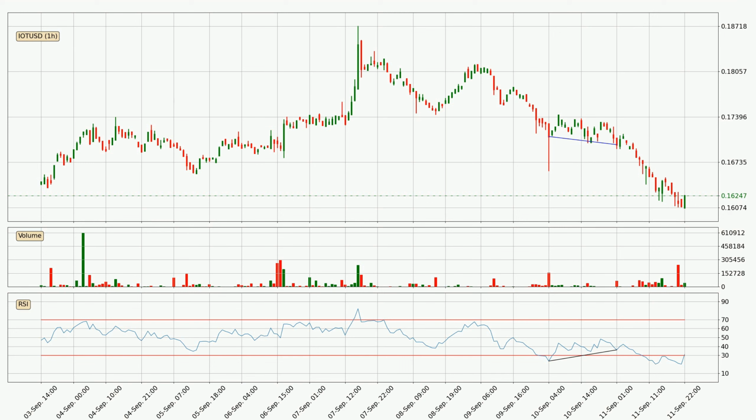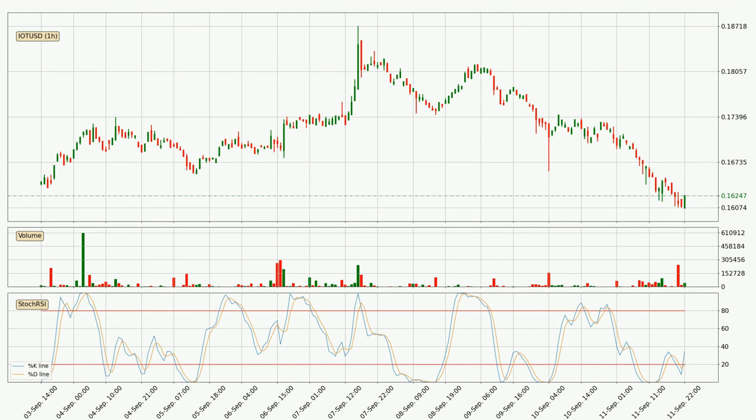If we now search for divergence in the hourly time frame, unexpectedly, the price went down despite the bullish divergence. Looking at the hourly stochastic RSI, there are no signs of the stochastic RSI being oversold or overbought at this time, but the %K line is over the %D line, which means the current trend is to the upside.